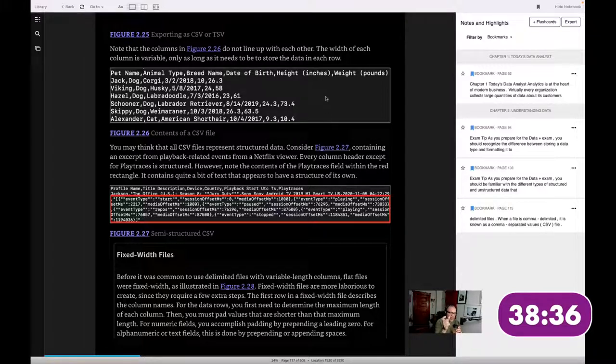I was curious about the width limitations too, when it comes to a specific file, if there is a character limit. Not necessarily a limit, but is there a character limit? I wonder what he means by padding the values, because he says you must pad values that are shorter than the maximum length. Okay.